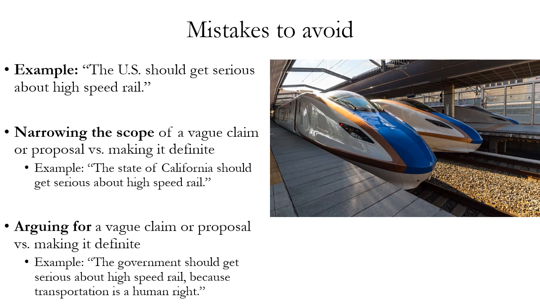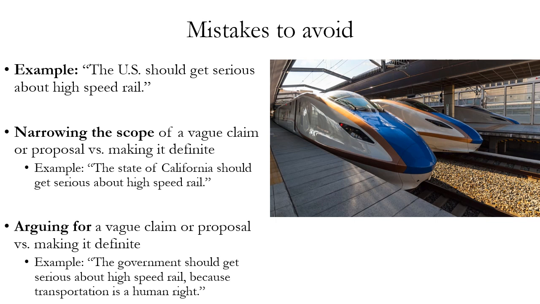So a way of making that proposal less vague could be something like, the state of California should spend $10 billion on erecting high-speed rail, something like that. Or you could make that same claim about the United States in general.